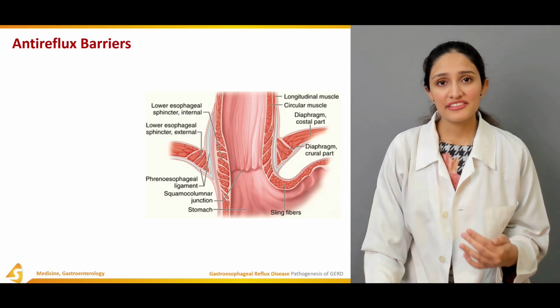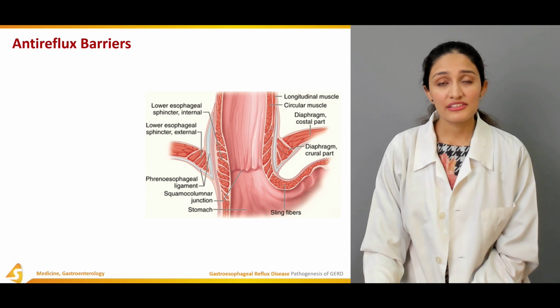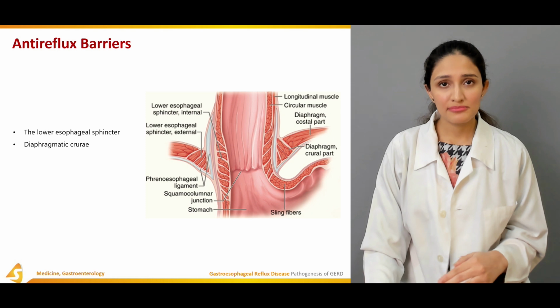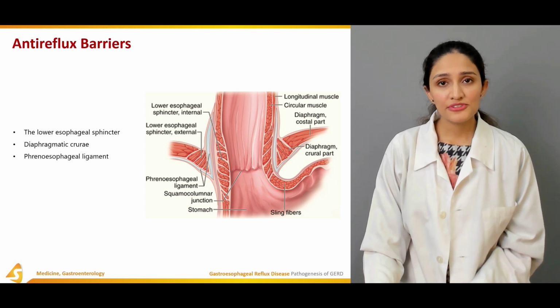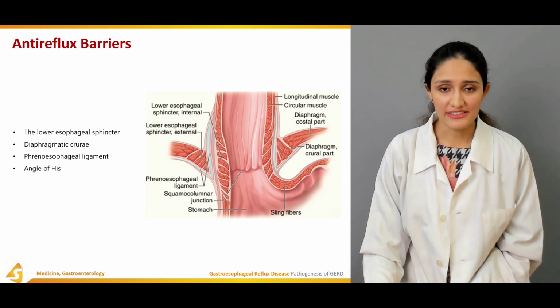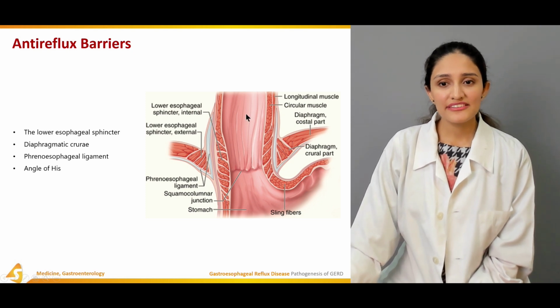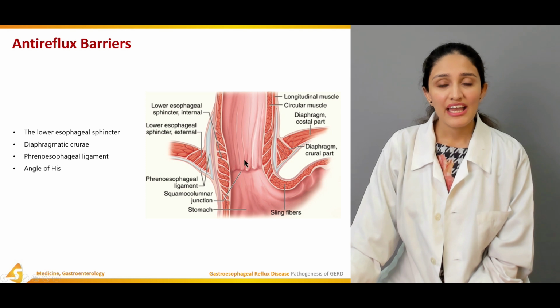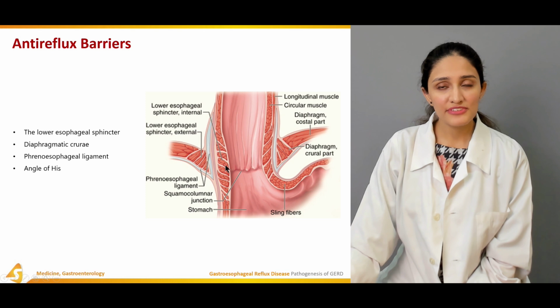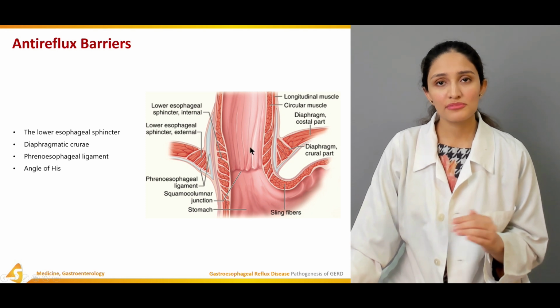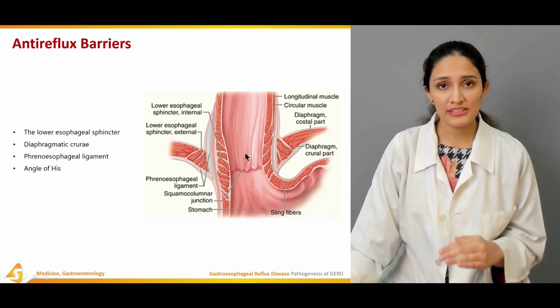Anti-reflux barriers consist of four important barriers: the lower esophageal sphincter, the diaphragmatic crura, the phrenoesophageal ligament, and the angle of His. The lower esophageal sphincter is located 3 to 4 centimeters in the distal esophagus. It has an internal and an external lower esophageal sphincter. The pressure required to prevent reflux from the stomach is around 5 to 10 millimeters of mercury.